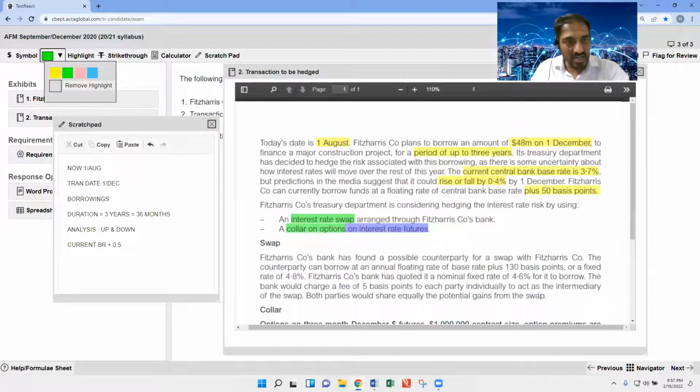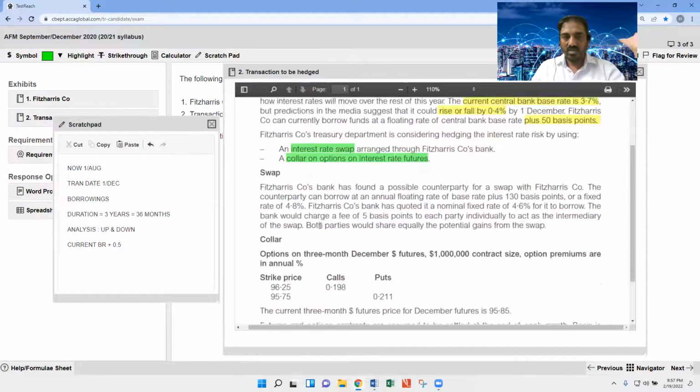Okay, so collars are available in the market. Can it be possible to make a collar arrangement with the bank? It's possible in the real world, but not in the exam. Normally in the exam, collars are done with interest rate futures options. Number 2, swap.